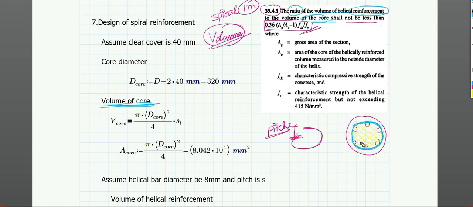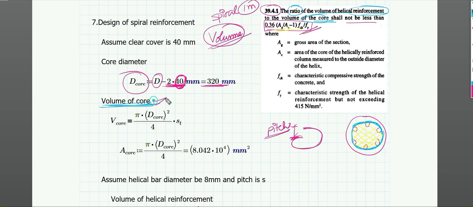So within this core portion, what is the volume of this core, and then the ratio of the volume of the helical reinforcement to the volume of the core should be less than this value, right? So what is the core? First, the core diameter you have to find out. Core diameter will be the overall diameter minus the clear effective cover. Assuming the clear cover is 40 mm for a column, so 2 into 40, it is around 320 mm. This is the diameter of the core.